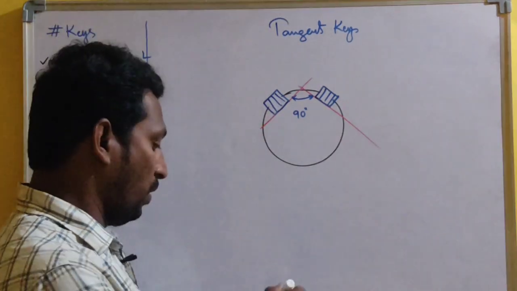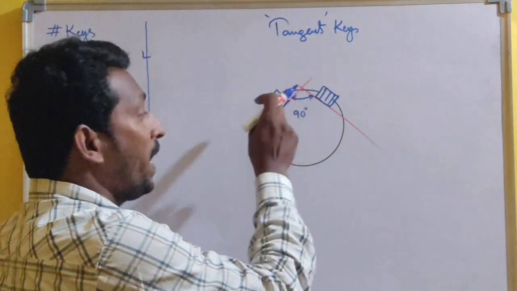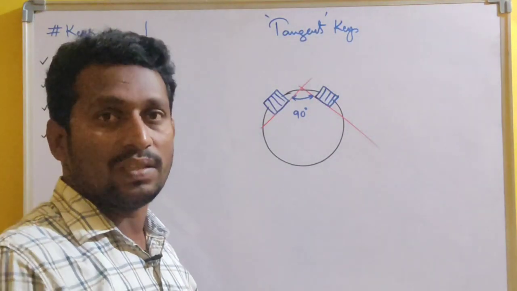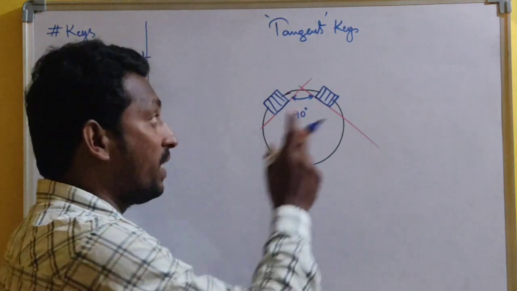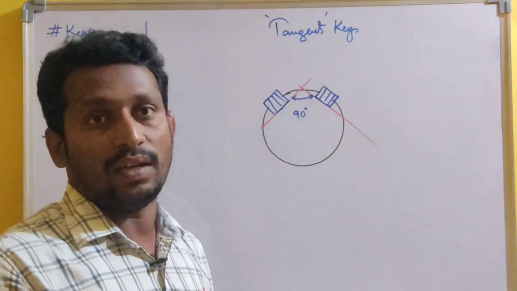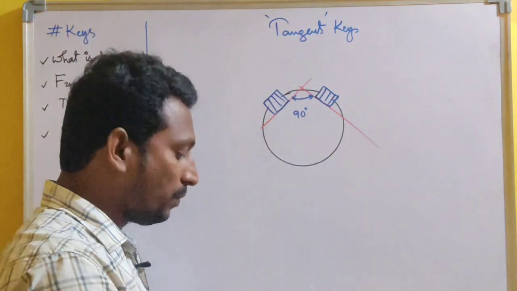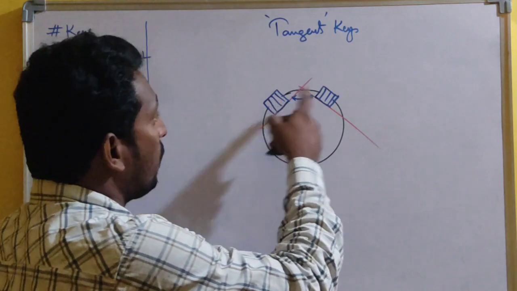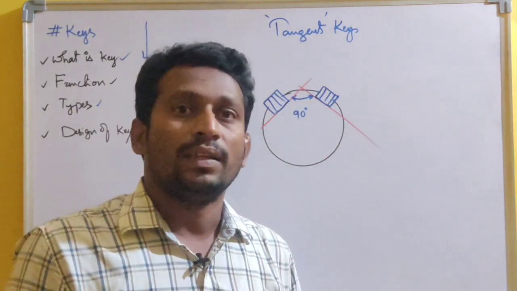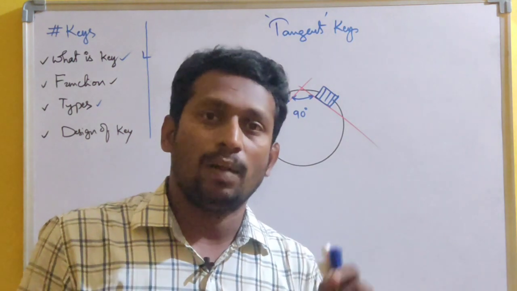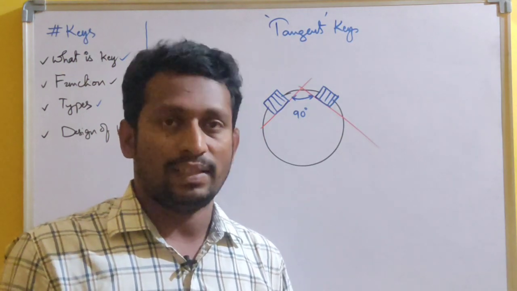So the meaning of the tangent key is that a pair of keys is used in this assembly. These two keys are also arranged at a right angle to each other, that means 90 degrees. The dimensions of this key are the same as those of the rectangular key. In the rectangular key we have W equal to D by 4 and thickness small t equal to D by 6.